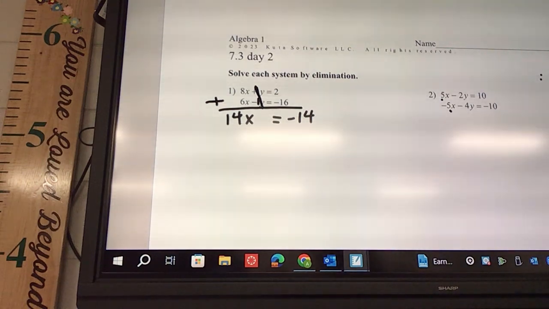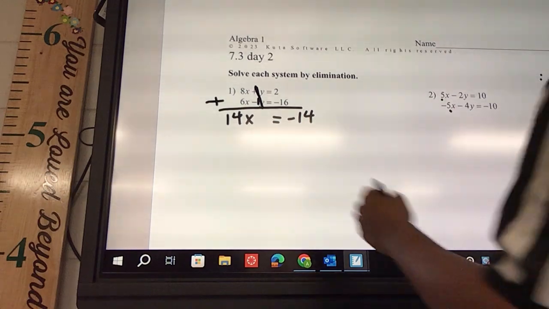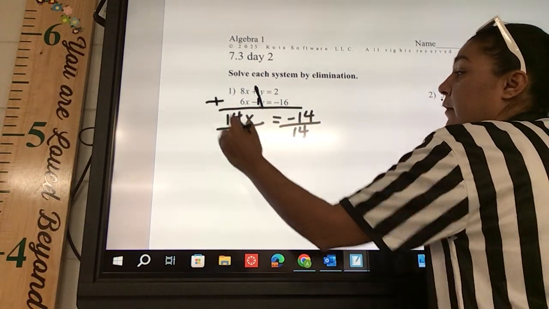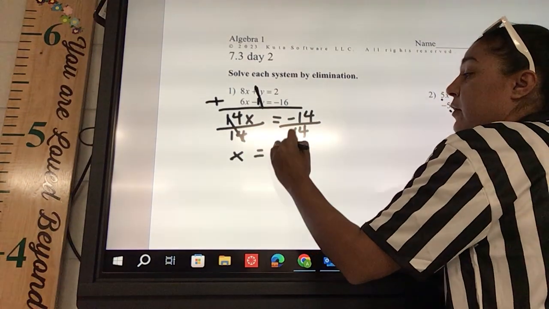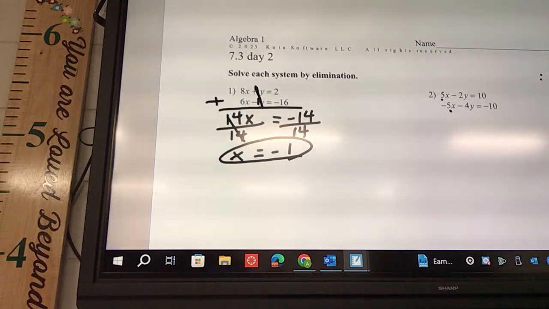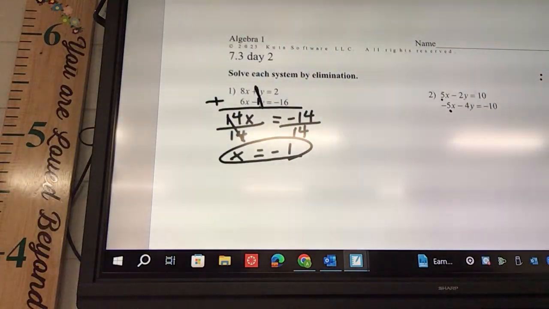And then we have to divide by 14. We're trying to get x by itself. And so we get x equals -1. Then we pick one of the two original equations to plug it back in. Which equation would you like to use? Equation 1 or equation 2?